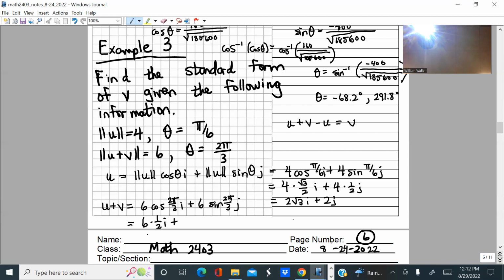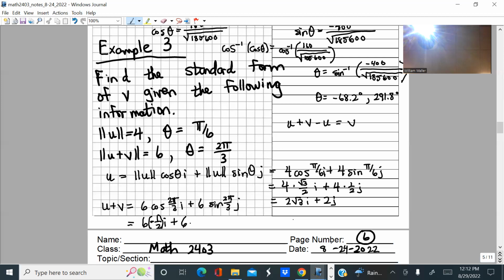So what's the sign of cosine in the second quadrant? Negative. Okay. Because remember, the x-axis is negative in the second quadrant, and cosine is associated with the x-axis. So the cosine of 2 pi over 3 is minus 1/2. We won't have that problem with sine though. In the second quadrant, sine is still positive, because the y-axis is positive in the second quadrant, and sine is associated with the y-axis.